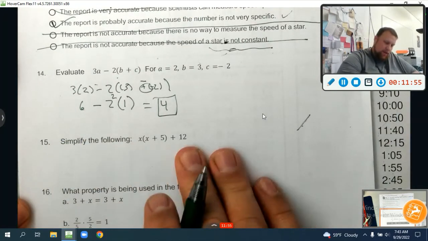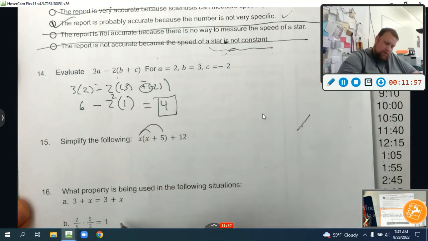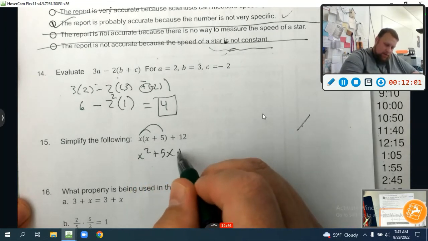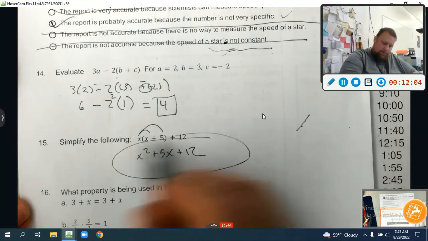Simplifies. We can't solve this, but let's distribute this x. And what do we get? x times x is x squared plus 5x plus 12. Boom! Look at that.